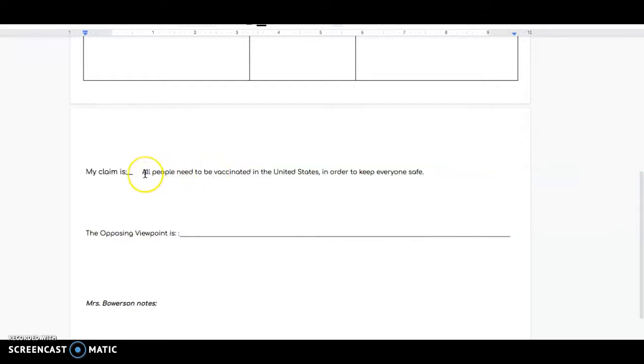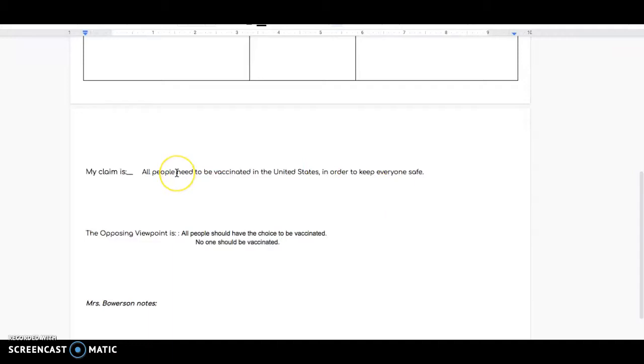Now, in the same respect, someone on the opposite side, which is what's down here, the opposing viewpoint, because you have to consider the opposite side when you're writing an argument paper. Just like if you were going to ask mom and dad to use their car, you have to consider the reasons why they might say no before you ask them. The opposing viewpoint is all people should have the choice to be vaccinated. Or another opposing viewpoint is no one should be vaccinated.